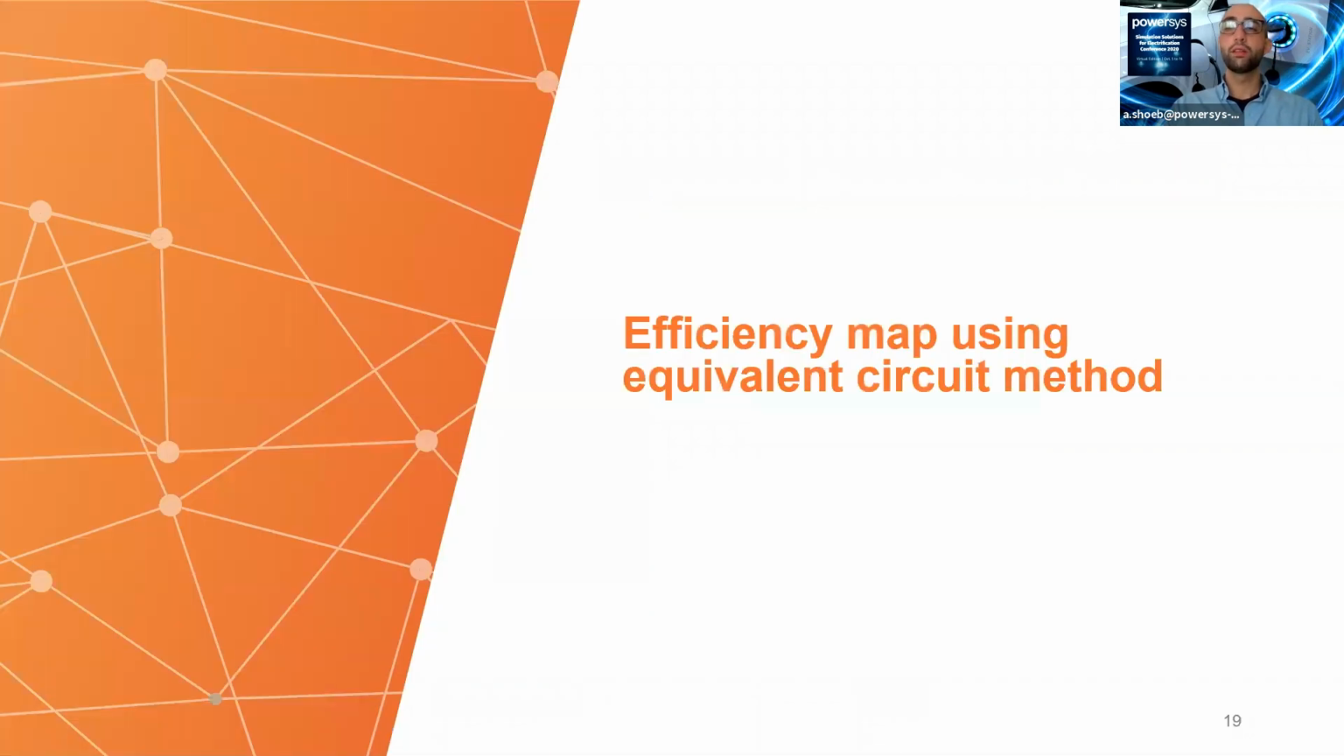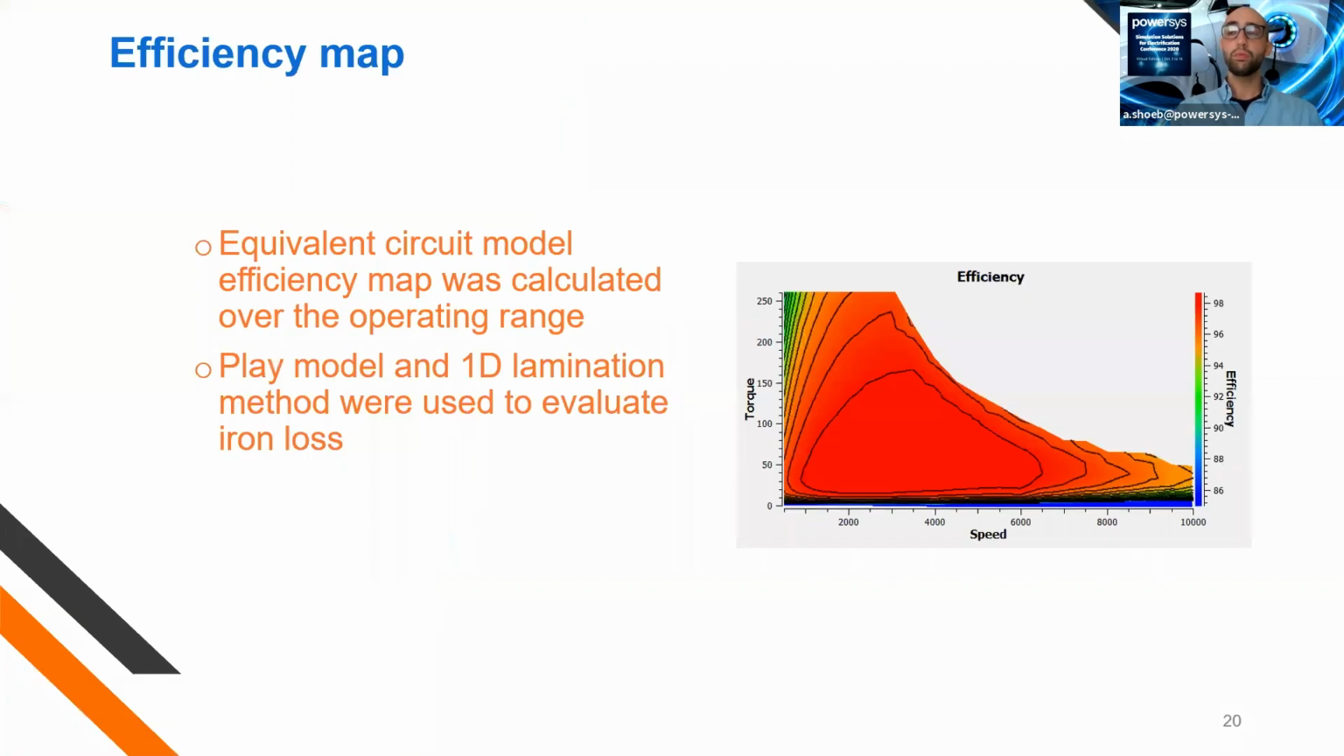Moving on, after comparing both loss models and seeing that I can get a better understanding of the physics of losses with the play model and the 1D FEA, I generate an efficiency map using these new loss methods, and also considering the equivalent circuit model, so that I can consider also PWM losses. And this is how my efficiency map looks like.